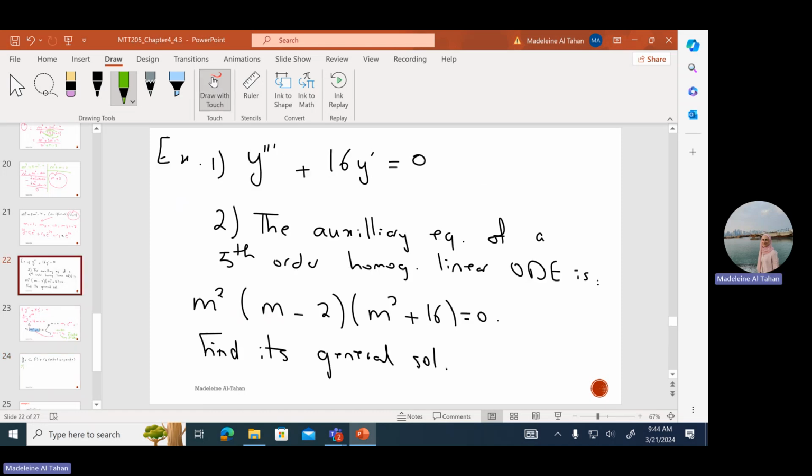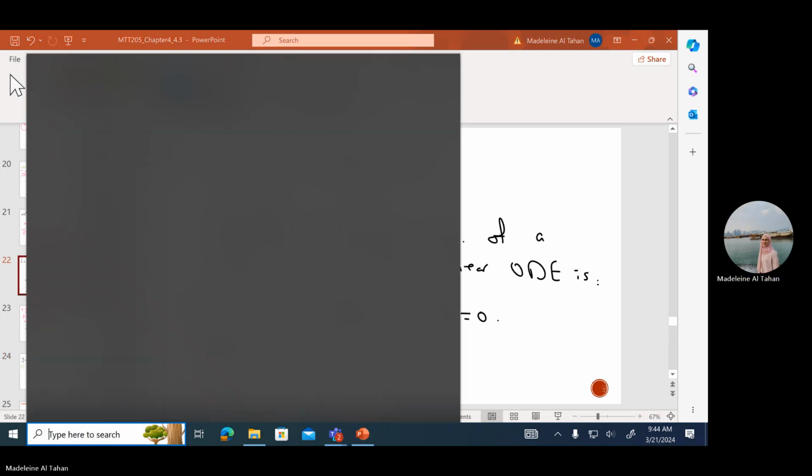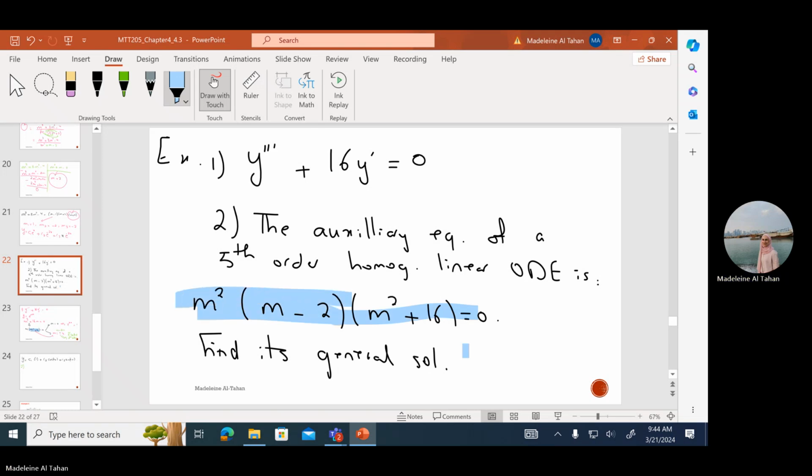Let's look at this one. What do we have here? Think about this exercise now. How many independent solutions should we have, Miss?